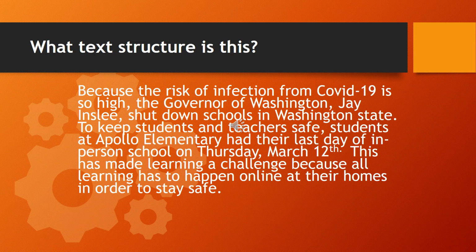Let's try it again. What text structure is this? Because the risk of infection from COVID-19 is so high, the governor of Washington, Jay Inslee, shut down schools in Washington state. To keep students and teachers safe, students at Apollo Elementary had their last day of in-person school on Thursday, March 12th. This has made learning a challenge because all learning has to happen online at their homes in order to stay safe. So what do you think? What text structure is this? Were there clues somewhere in the text that gave you a hint?